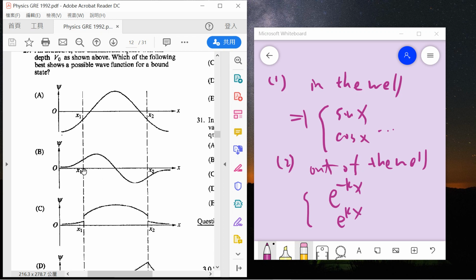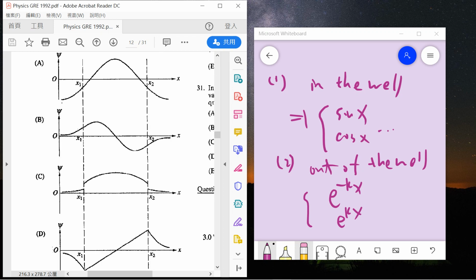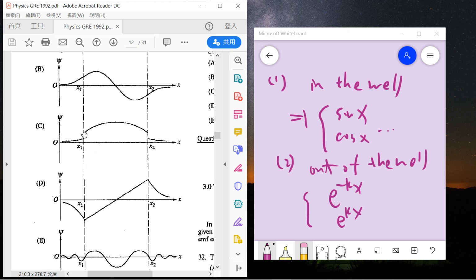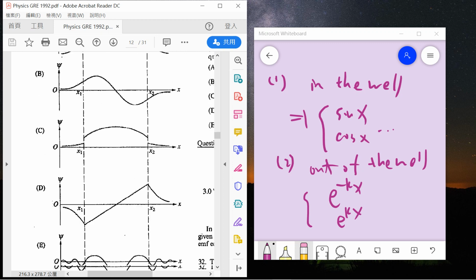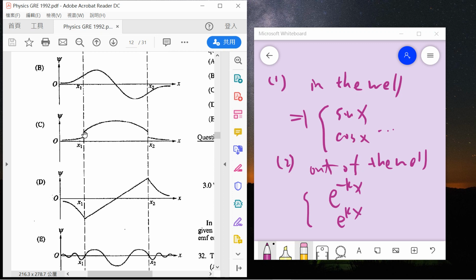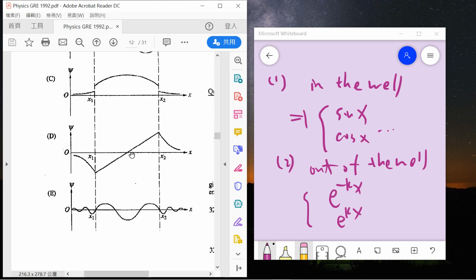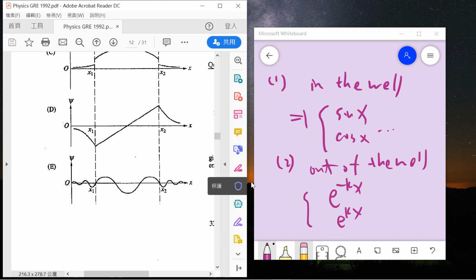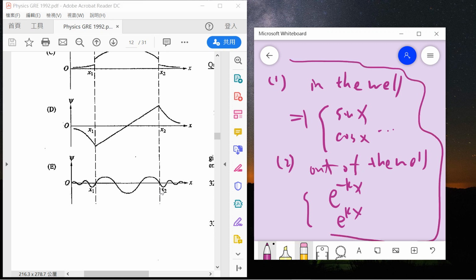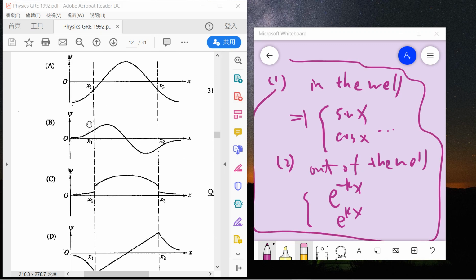So B looks okay, sine, cosine, and so on. And C is not okay because this needs to be continuous, since this well is not infinite. So the wave function and its derivative need to be continuous. So C is not okay. D is impossible, right? In the middle it is a straight line. If you're solving a differential equation, it's hard to get a straight line. None of E, because there should not be any oscillation out of the well. This can be derived from the Schrödinger equation. The answer should be B.